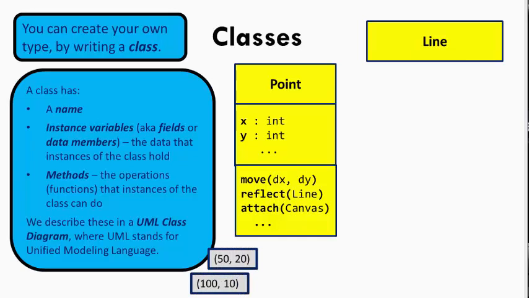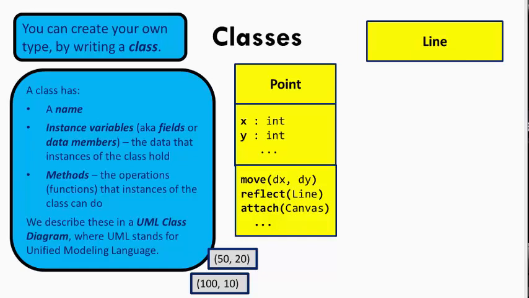And when a point moves, it changes its instance variables. So if the point at (50, 20) is asked to move, say, 10 to the right, it would change to (60, 20), but that move would have nothing to do with the point at (10, 100).